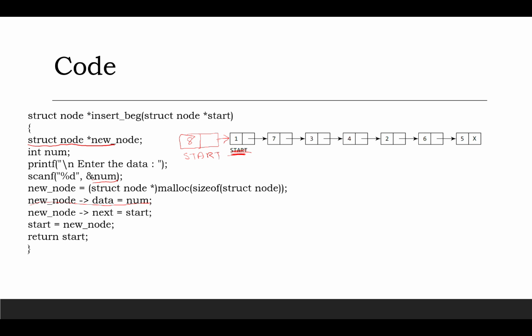So first we are creating the new node, then we are getting the value for the num. First we have to declare the variable, then by using the scanf statement we are getting the value. Then next statement, we have to allocate the memory space for the new node. For that we are using the malloc function. Then we are assigning the value for that particular new node. Then we are assigning the address part. So what is the address? This start node's address. Then we are changing the start node as a new node. So this is the code.